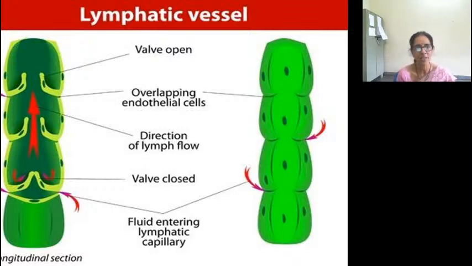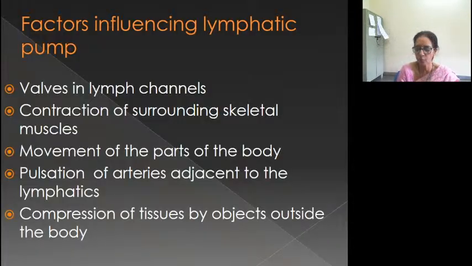Because of this valve, whenever the smooth muscle contracts the segment, the fluid is pushed into the next segment. Again when that segment is filled up, the smooth muscle wall acts there, and again it is pushed up until it empties into your right atrium. So the valves in the lymphatic channels are one of the factors influencing the lymphatic pump.